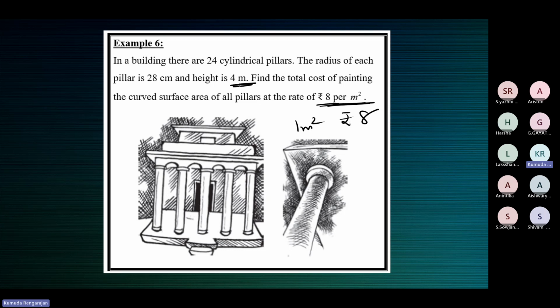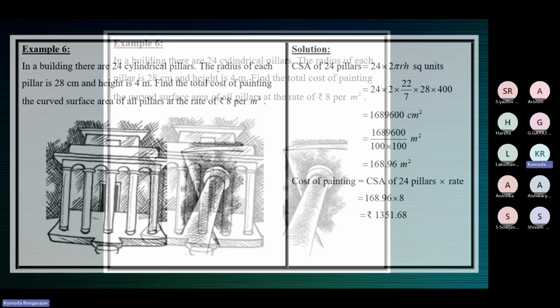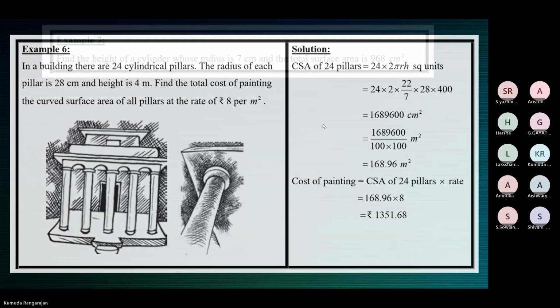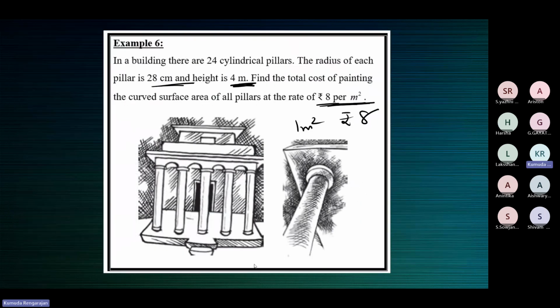The height is already in meters. The radius is in centimeters. Convert that to meters. You can do it in 2 ways, children. Let me work the alternate method for you.